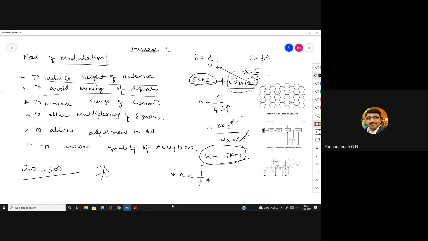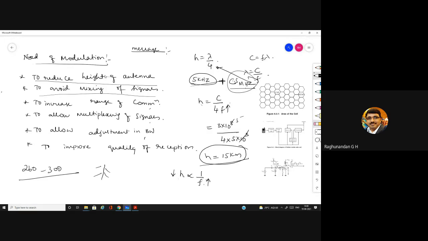To allow adjustment in the bandwidth, we can adjust the bandwidth based upon the number of subscribers. If there are more subscribers, we can adjust the bandwidth by allowing more subscribers to use the same channel. Then, to improve the quality of reception, as you can transmit the signal for a higher range with good quality, automatically the quality of reception will improve. So these are all the important things with respect to the need of modulation.